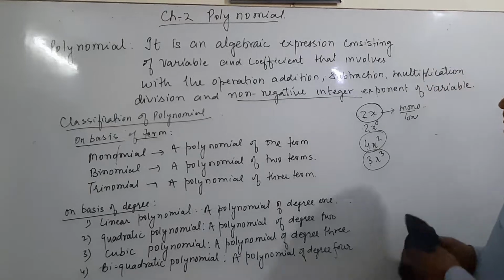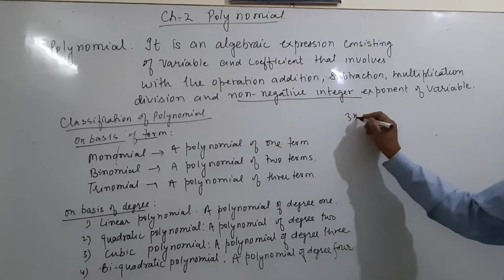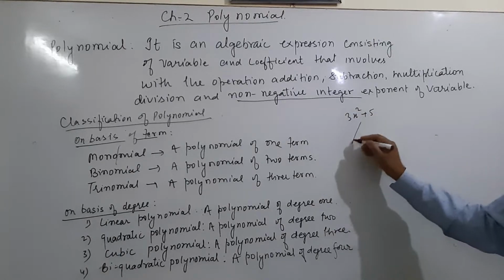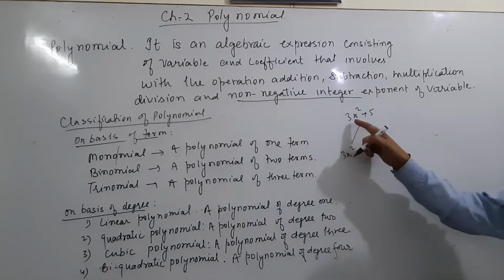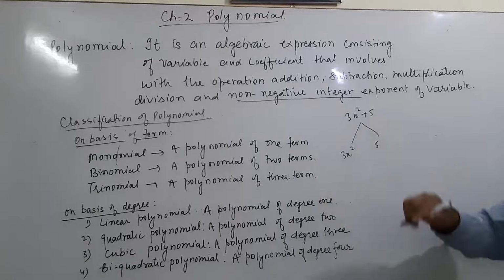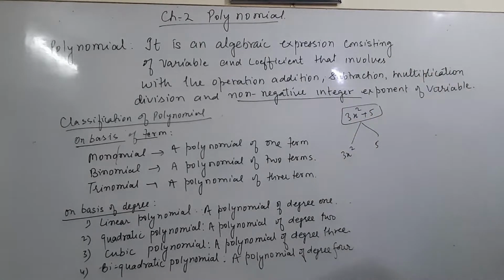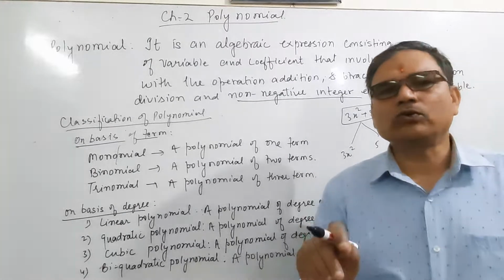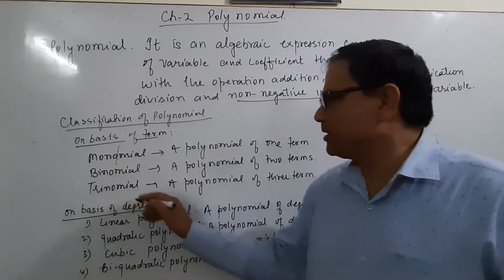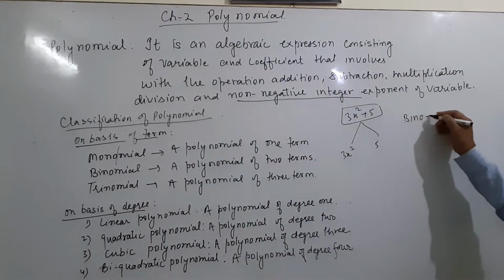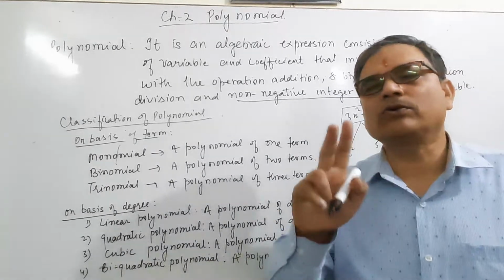And the binomial. If 3x square plus 5, here is 3x square and 5. 3x square is one term and 5 is the other term. It means this polynomial has two terms. Therefore, this polynomial is a binomial. Bi means two, nomial means term. It contains two terms.